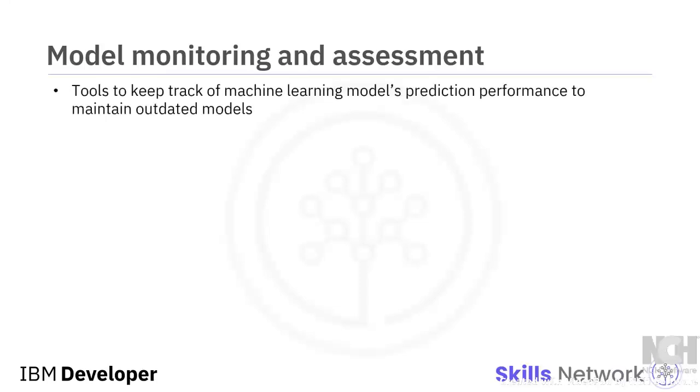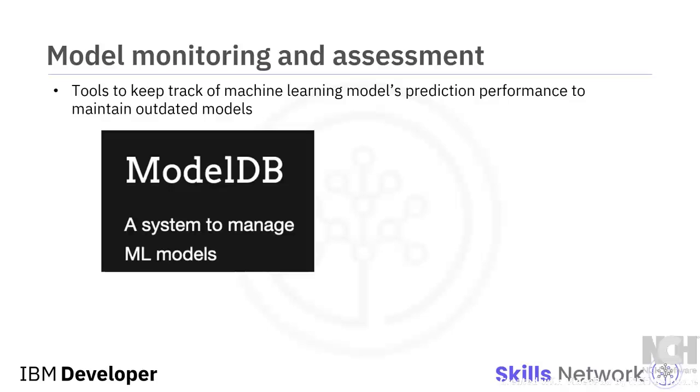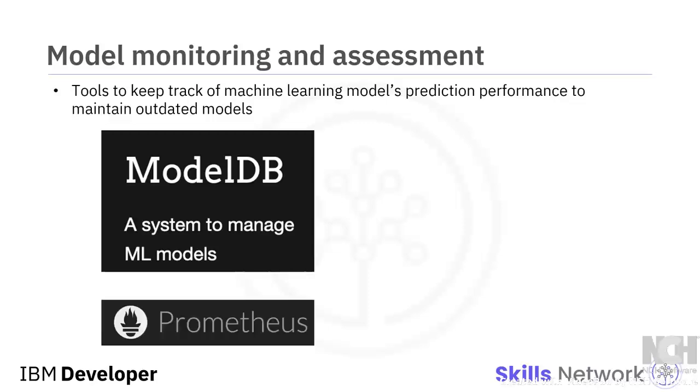Model monitoring is an important step as well. Once you have deployed a machine learning model, you want to track its prediction performance while new data arrives to maintain outdated models. Some examples are the following. ModelDB is a machine learning model metadata base where information about the models is stored and queried. It natively supports Apache Spark ML pipelines and scikit-learn. A generic multi-purpose tool called Prometheus is widely used as well. Although it is not specifically made for machine learning model monitoring, it is used for this purpose.